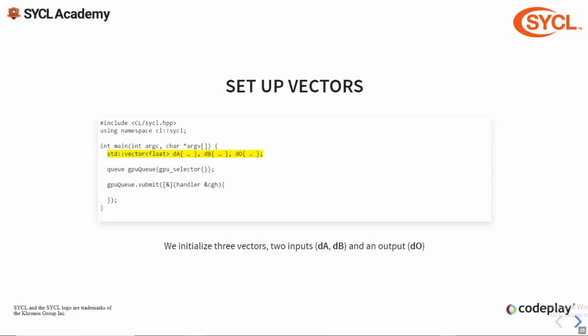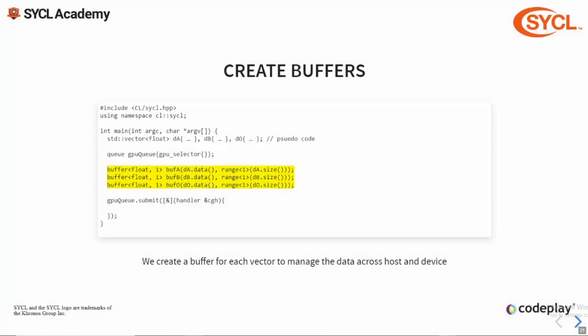Now we initialize some vectors for our inputs and outputs. Then we create a buffer for each of these inputs and the output to manage the data across the host application and the device that we want to enqueue a kernel function to. To create the buffers, we specify an element type and dimensionality, in this case float and 1, and initialize them with a pointer to the data and a range describing the number of elements.